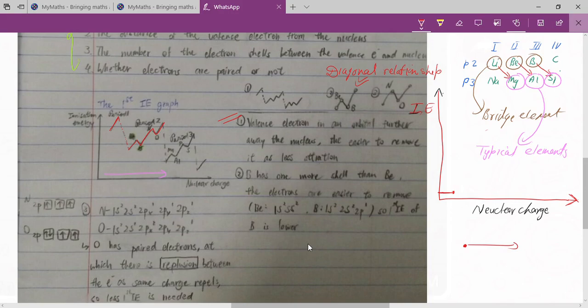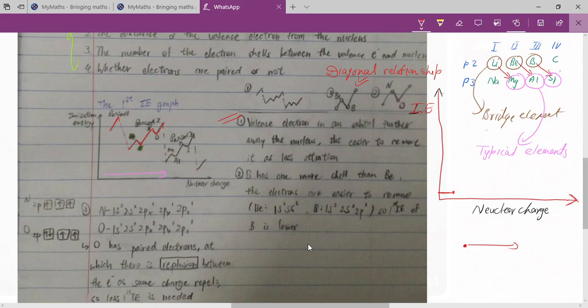That's why they are saying that from the outermost shell, it is very easy to remove the electron. Understand? Yeah, that was your first point.